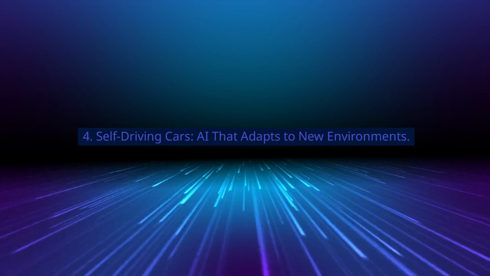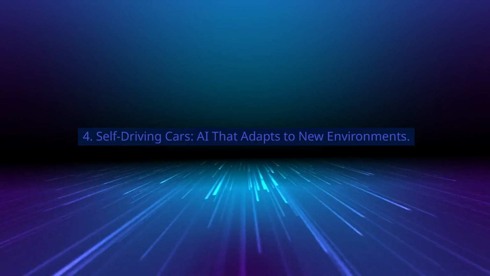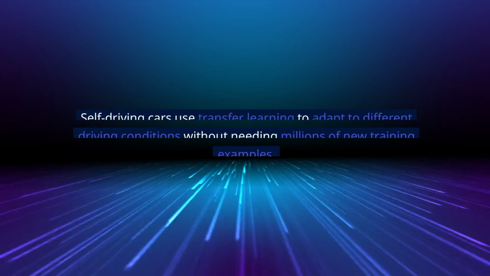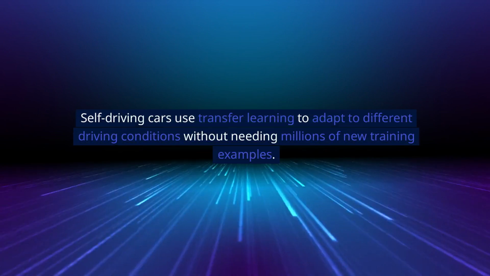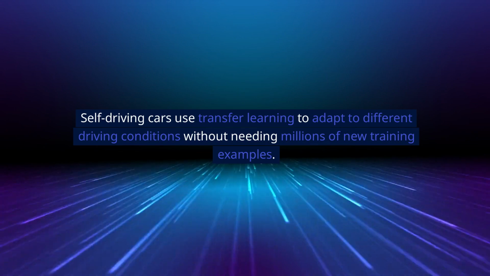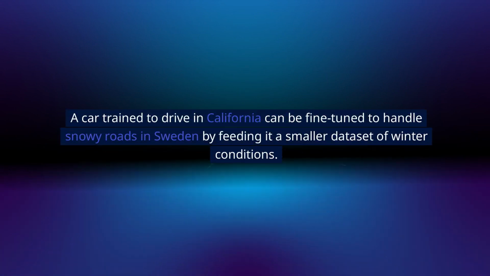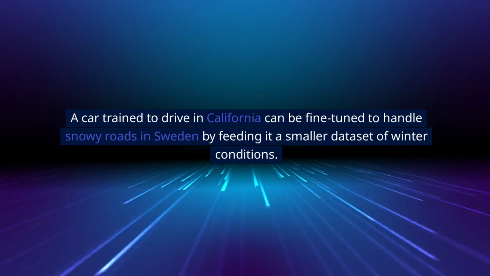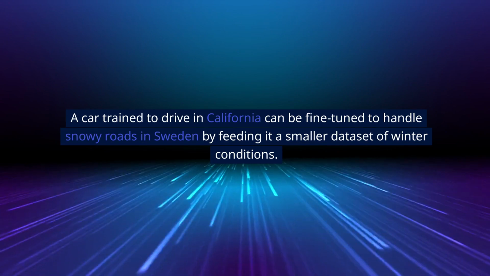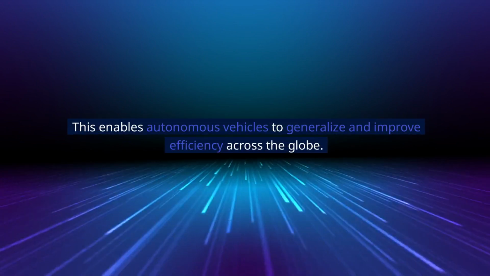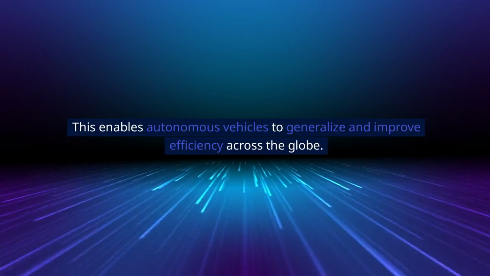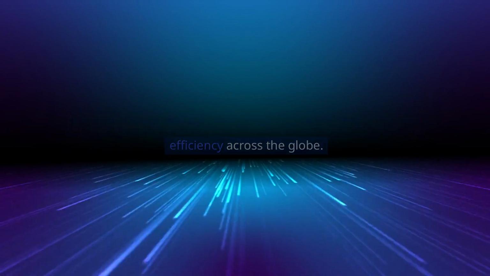4. Self-driving cars. AI that adapts to new environments. Self-driving cars use transfer learning to adapt to different driving conditions without needing millions of new training examples. A car trained to drive in California can be fine-tuned to handle snowy roads in Sweden by feeding it a smaller dataset of winter conditions. This enables autonomous vehicles to generalize and improve efficiency across the globe.